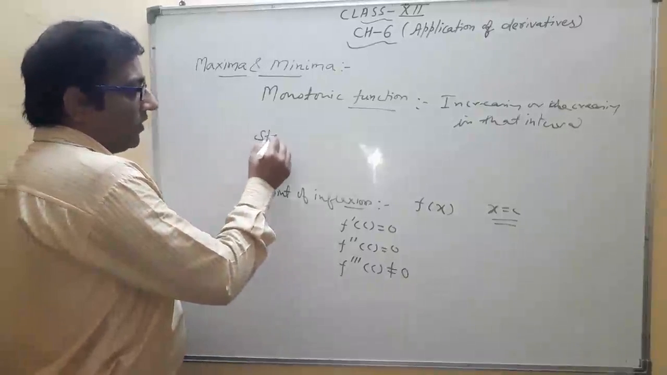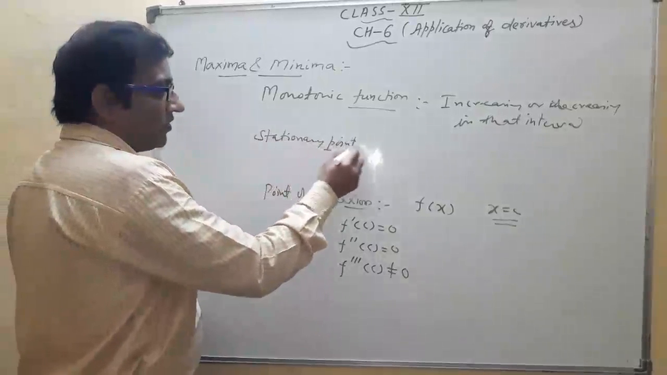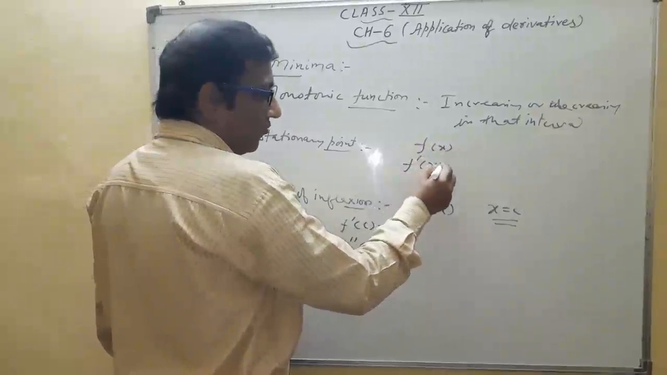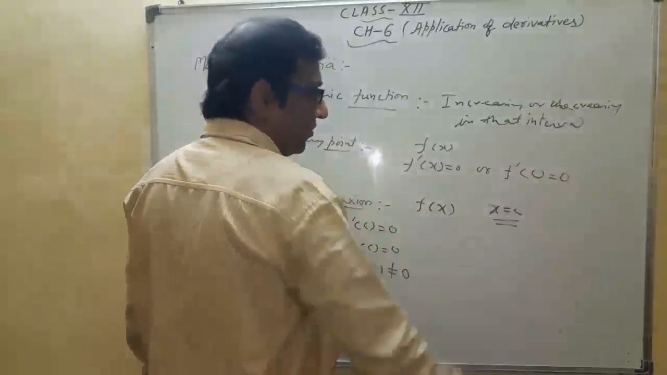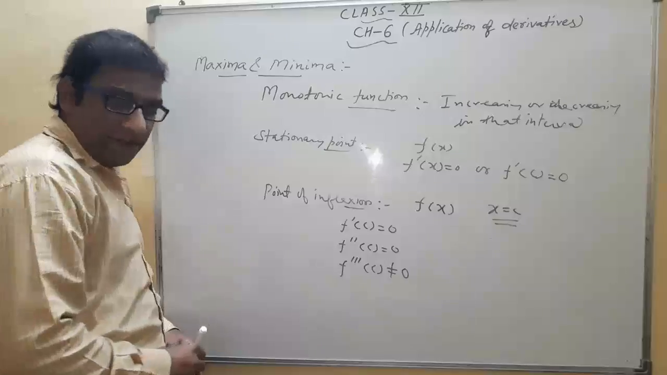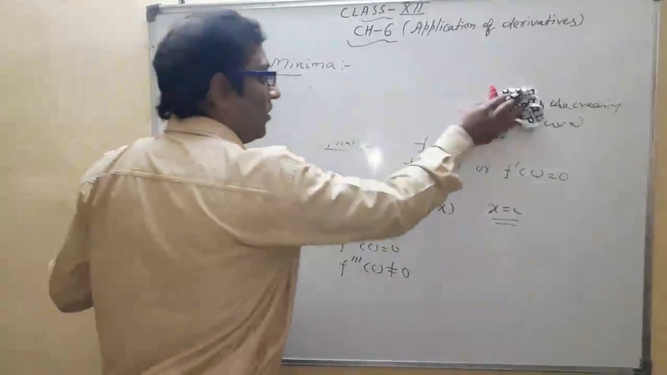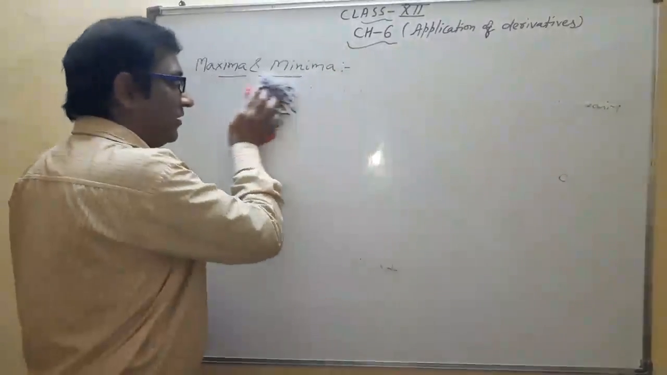Then we will come to the next point, that is stationary point. So what is a stationary point? For a function f(x), if f'(x) equals 0, or we can say f'(c) equals 0, then that type of concept is related with a stationary point. So these are all the definitions related with maxima and minima.